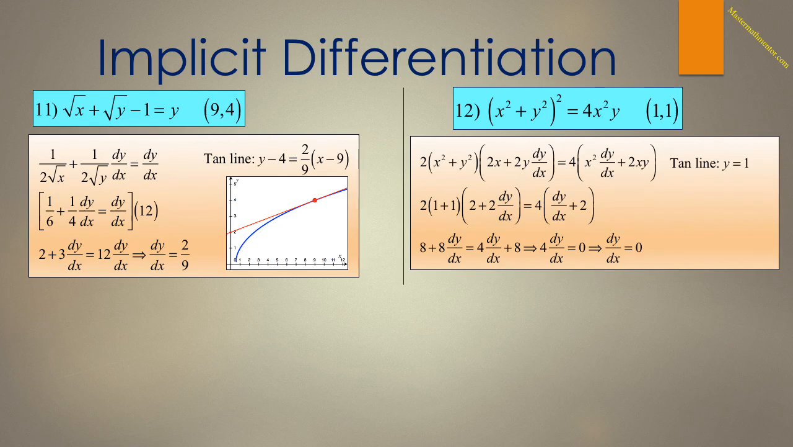It is easier now to plug in the point (1, 1) than to solve for dy/dx. So we get 2 times (1 plus 1) times (2 plus 2 dy/dx), and that is equal to 4 times (dy/dx plus 2). That comes down to 8 plus 8 dy/dx is equal to 4 dy/dx plus 8, and therefore we get 4 dy/dx equals 0, and dy/dx is equal to 0. So the tangent line is simply the line y equals 1.